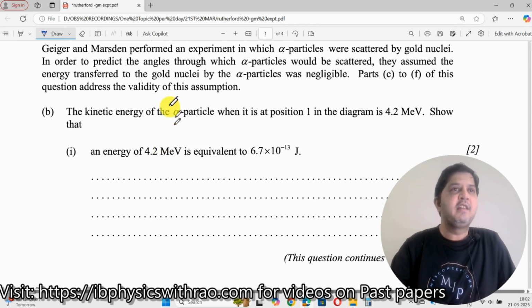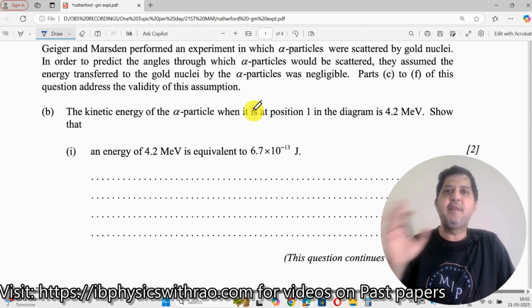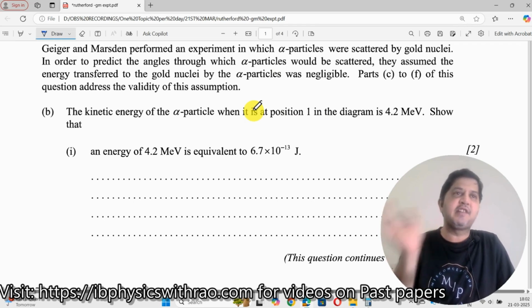Okay, and then in order to predict the angles at which the alpha particles are scattered, they assume the energy transfer to the gold nuclei from the alpha particles was negligible. Parts C to F of this question address the validity of this assumption. When we read parts C to F, let us come back to this one.